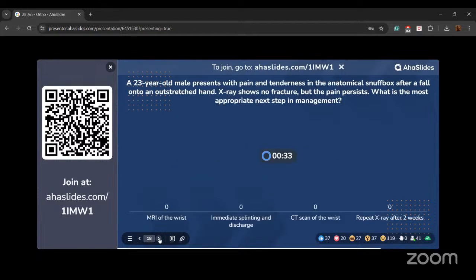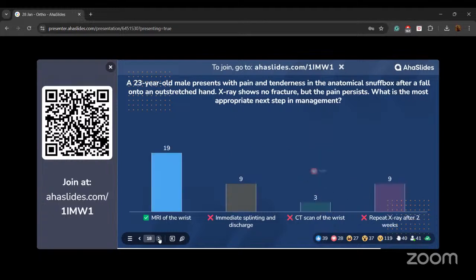A 23-year-old male presents with pain and tenderness in the anatomical snuffbox after a fall on an outstretched hand. X-ray shows no fracture, but pain persists. What is the most appropriate next step in management? I think this question is asking you the investigation of choice, in simple words. Guys, can you tell me which bone is fractured here? Like, what is the name of the bone? And what is the complication of the fracture of this bone? Yeah, the right answer is MRI of the wrist.